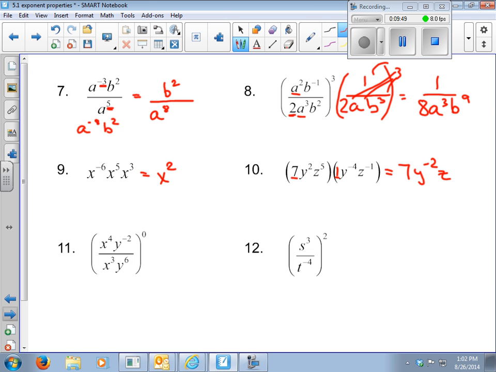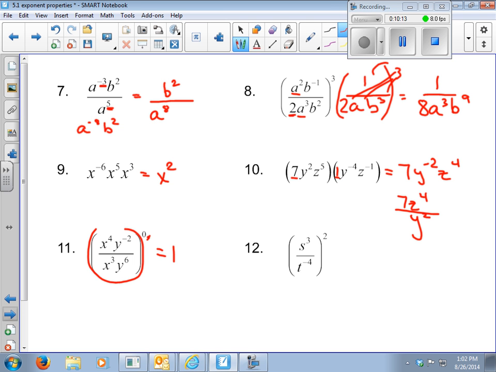And then we'll finish it with 7 z to the 4th. Flip your y term to the bottom. Y stays positive now as y squared. 7 z to the 4th over y squared. Number 11, there looks like an awful lot of stuff in here, but if you notice, it's the entire quantity raised to the 0 power, which means that answer is just 1.